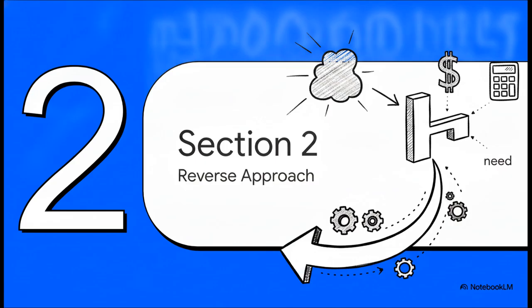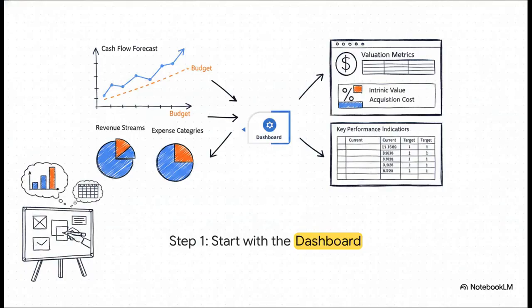Moving on to Section 2, the preferred reverse approach. To fix this bloat, we need a complete paradigm shift. We must design our models in the exact reverse order. Instead of starting with what we have, we need to start with what we actually need. You've got to begin by sketching out the dashboard. Ask yourself exactly what decisions and final performance indicators this model actually needs to support. Are you comparing a cash flow forecast to a budget? Or maybe you're calculating the intrinsic valuation for an acquisition.